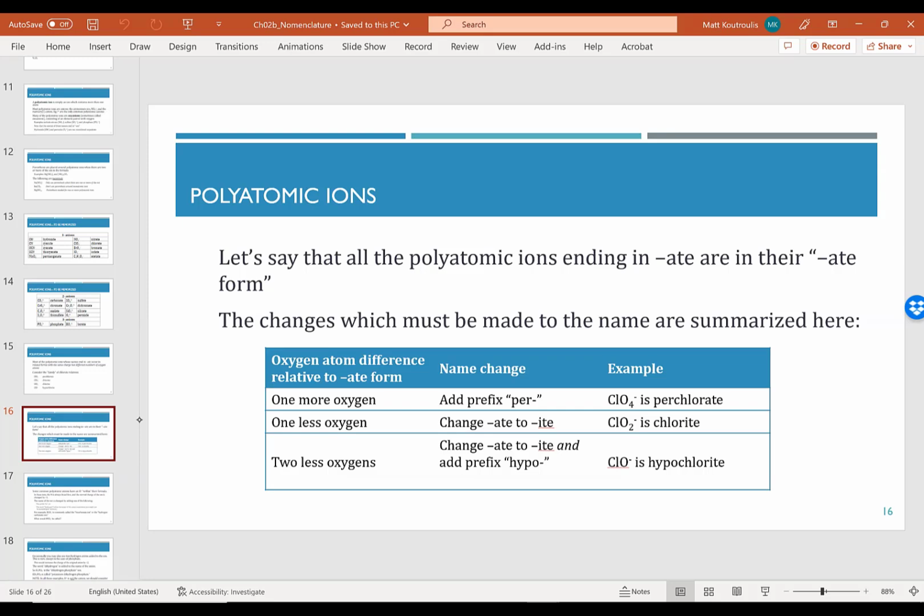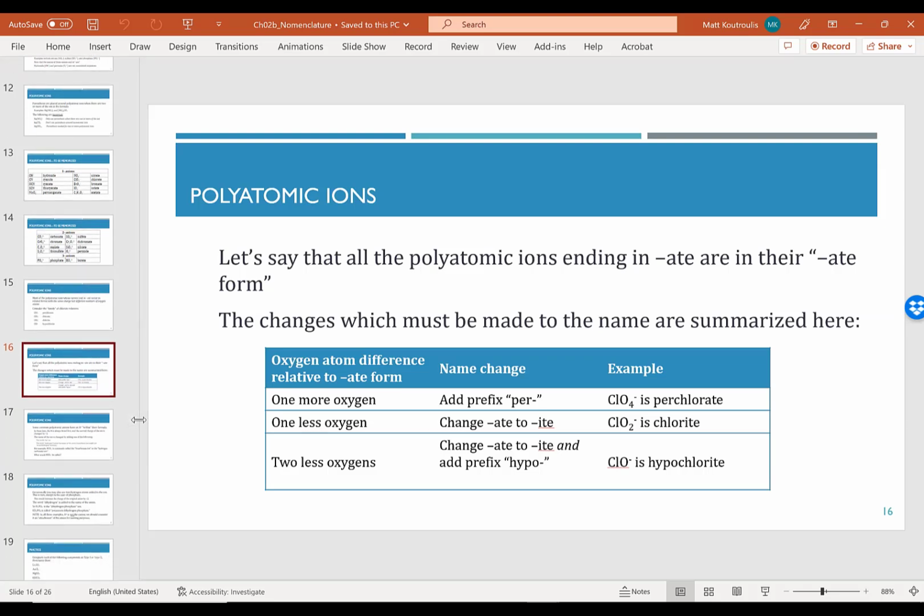All right, so take your ate. If you take away an oxygen, the only change in the name is ate becomes ite. So ClO2- is chlorite. And if you take away another oxygen, for 2 total, not only do you change ate to ite, you have to add hypo in front. Okay. Per will never begin with an ite. If something begins in per, it must end in ate. And if something begins in hypo, it must end in ite. Okay? Good. So there's no per-ites or hypo-ates. They just don't exist.